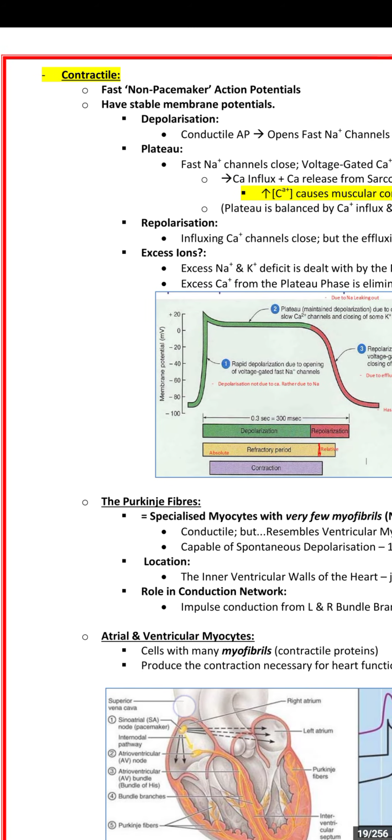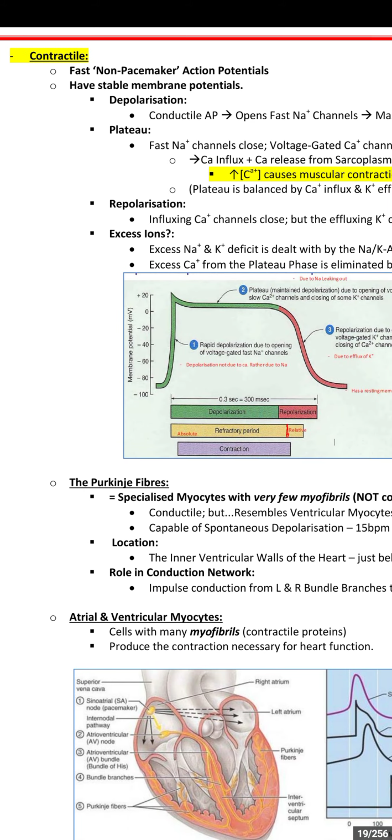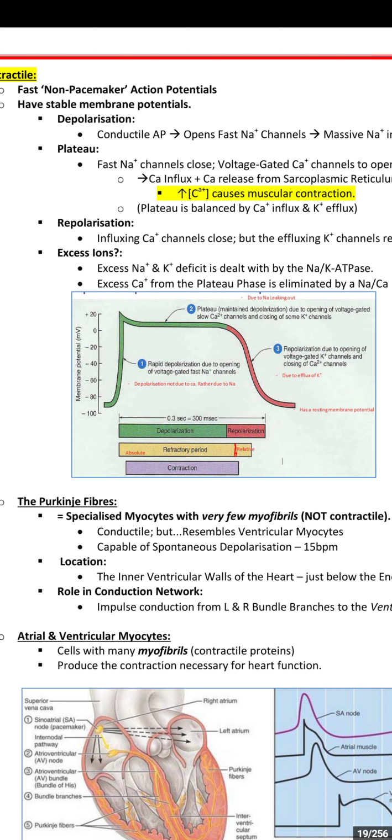From the conductile, SA node, AV node, to the bundle of His, to the Purkinje fibers. The contractile follows from the conductile AV node. Depolarization of the conductile action potential is created. It is a fast non-pacemaker action potential with a stable membrane potential. The action potential occurring in the AV node is transferred to the bundle branches.